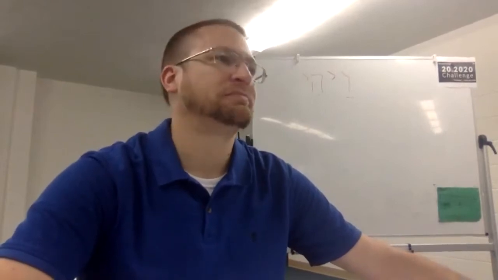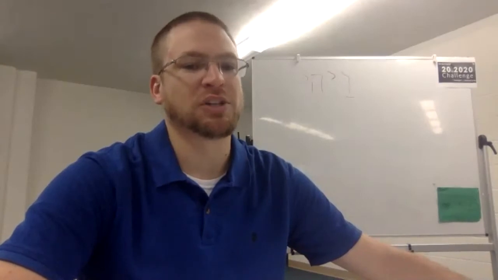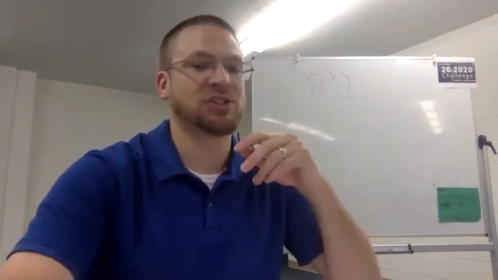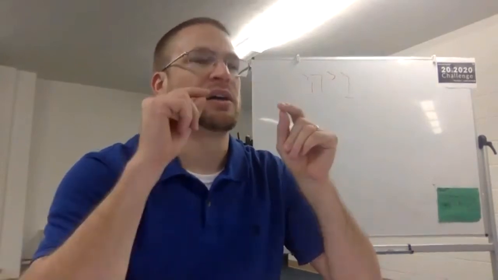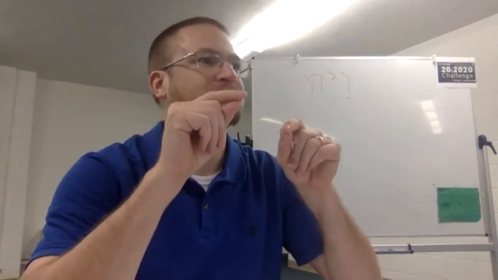But when you have two shvas that show up next to each other, one of them typically disappears. It's odd because the rule says you cannot have two shvas in a row, and yet there's a pronunciation rule for what happens when you have two shvas in a row. So you're not supposed to, but it happens all the time. The way that you avoid this is that when the two shvas are next to each other, the first shva becomes a hiriq.